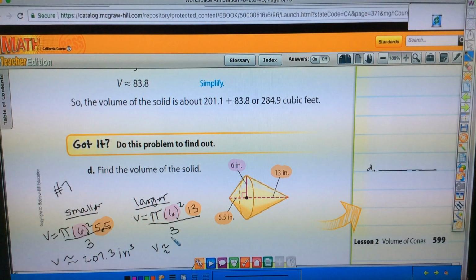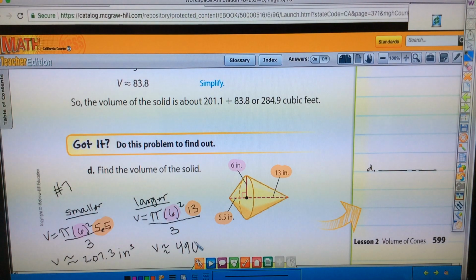Okay, volume of the larger cone. Let's see here. Pi times 6 again, radius is still 6, squared. This time the height is 13. Divided by 3. And I'm getting 490.1. All right, go ahead and add those two up. 490.1 plus the volume of the smaller cone, 207.3. We're going to get a final answer of 697.4.